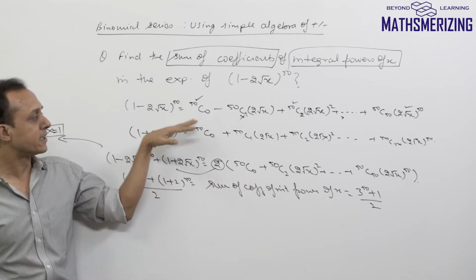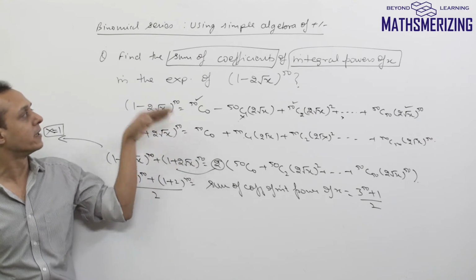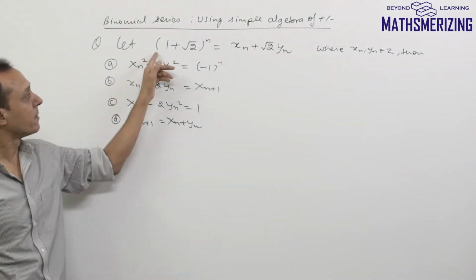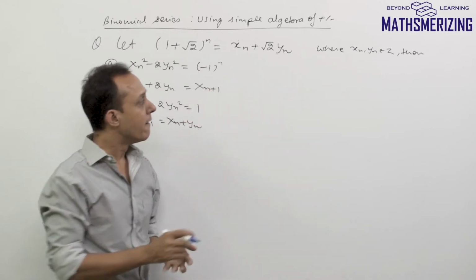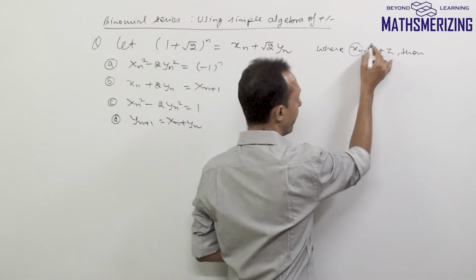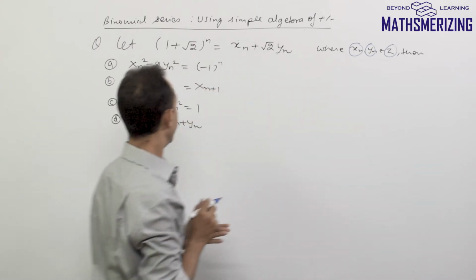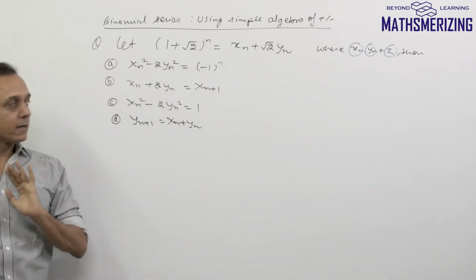So here also we'll just need to either add the two series or subtract the two given series. The question is: let (1 + √2)^n = xn + √2 yn, where xn and yn are integers. Then which of the following options is or are correct?